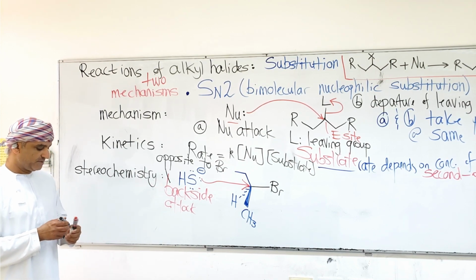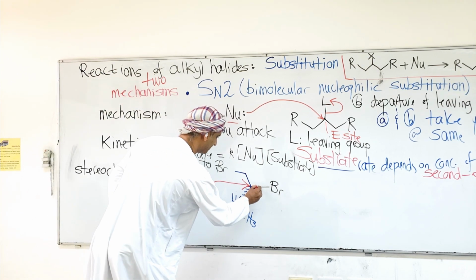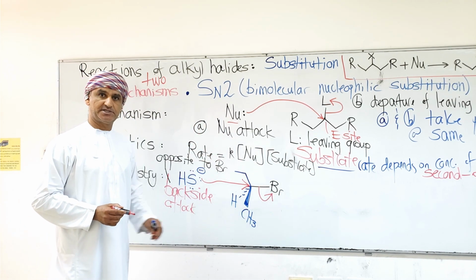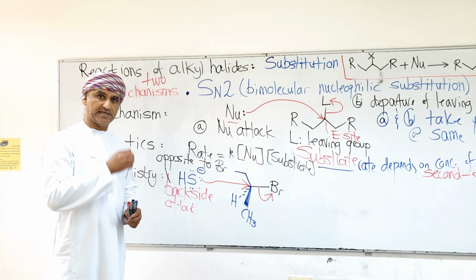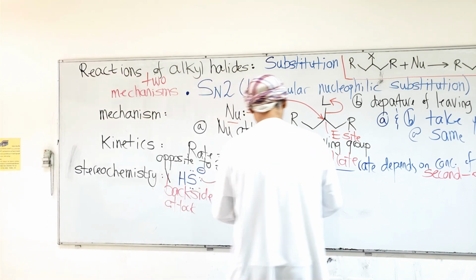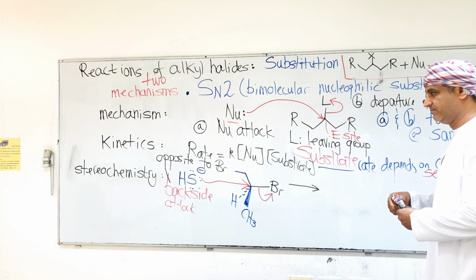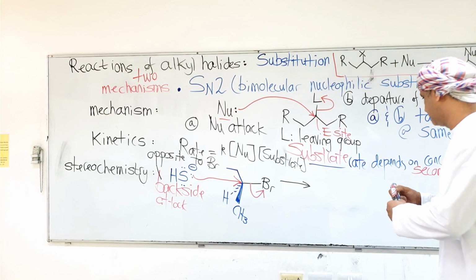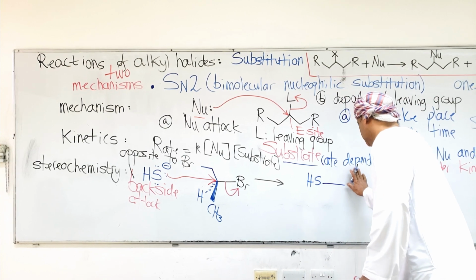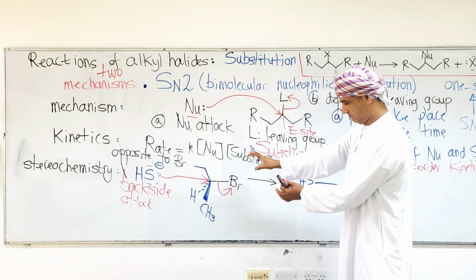It will do backside attack, and of course the nucleophilic attack and departure of the leaving group will take place at the same time. The nucleophilic attack and departure of the leaving group will take place at the same time in this SN2 mechanism type. If that happens, then a product of this type will be obtained. So now, since the hydrosulfide ion attacks from the opposite side, the bond between sulfur and carbon can be represented like this. Now the ethyl group was shifted that way in this drawing.